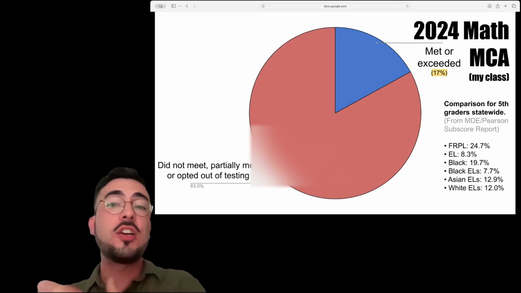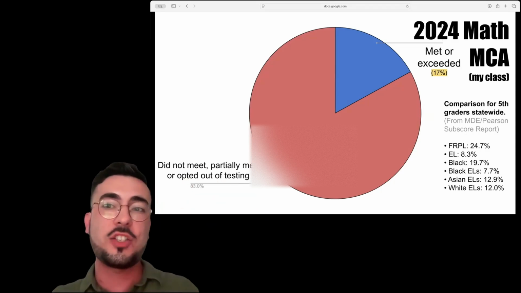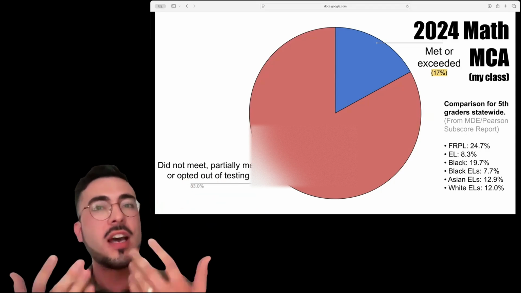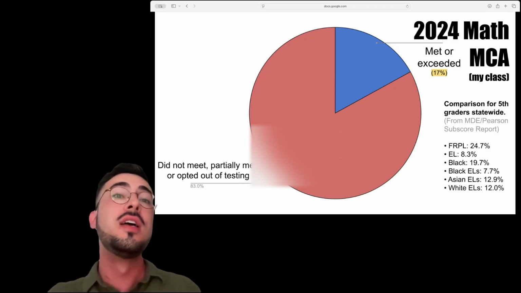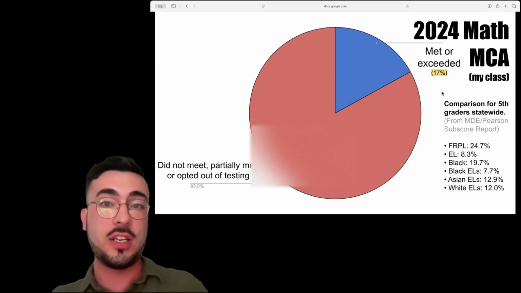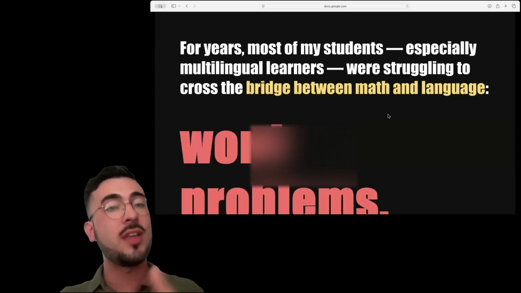I mean, these are numbers that to me show that we as a state, including me as a teacher in my classroom, we're failing our students, especially the students who were most looking to school and the families who were most looking for school to provide educational opportunities for their students. They were struggling with that bridge between math and language.